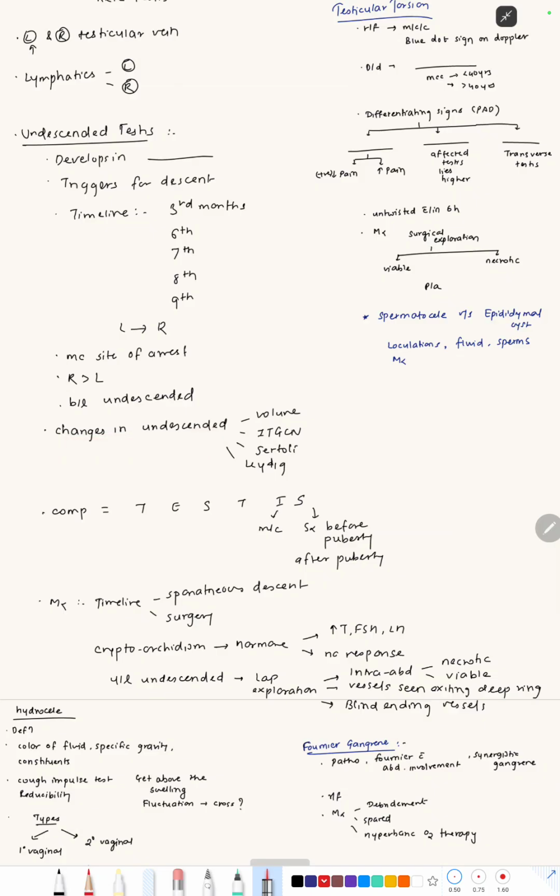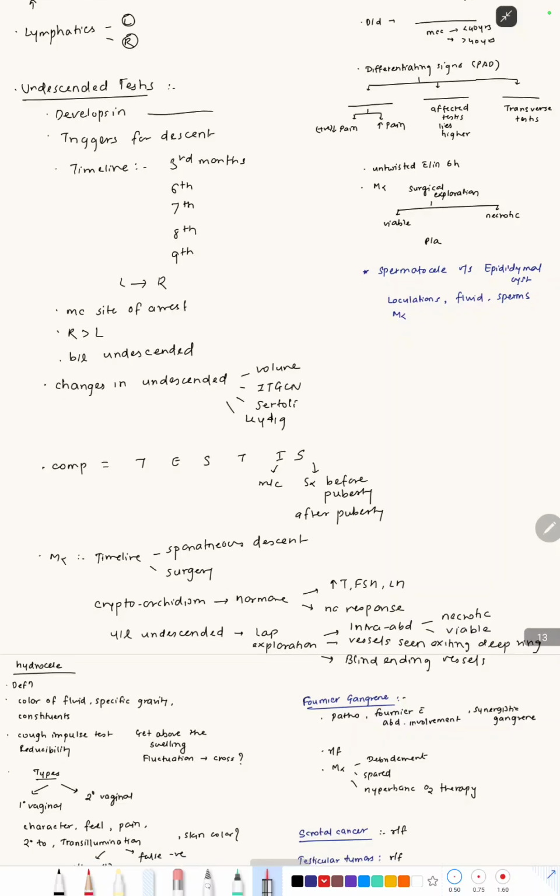What are the changes in undescended testis? So obviously the volume of the testis will decrease. Then it increases the risk of intra-testicular germ cell neoplasm, that is more risk of seminoma happens. Then Sertoli cells are going to be affected, because of which the spermatogenesis won't happen. Leydig cells are not much affected, because of which the secondary sexual characteristics, the muscular characteristics, will be preserved.